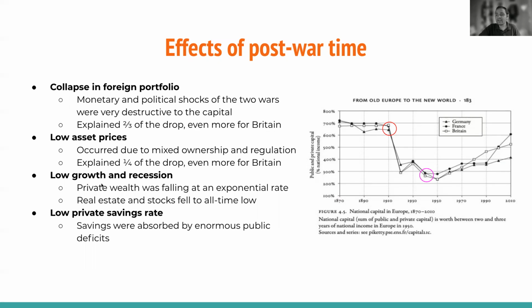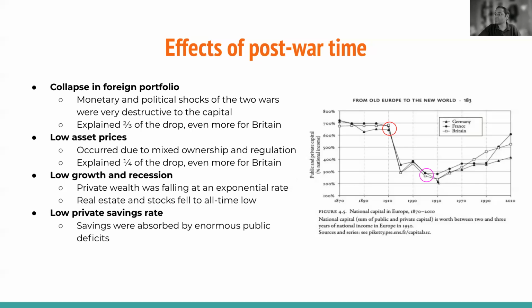Thirdly is low growth and recession. And due to this, private wealth was falling at an exponential rate. It also led the real estate and financial markets to fall to an all-time low. And lastly is low private savings rate, which was mainly because savings were absorbed by the public sector to pay for public deficits and repairing whatever happened due to the war.